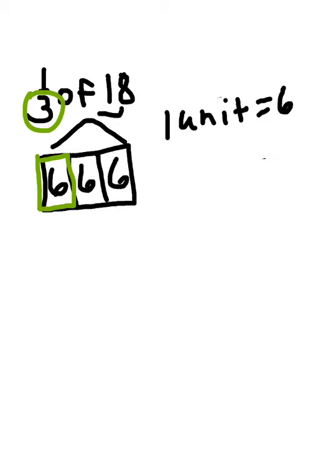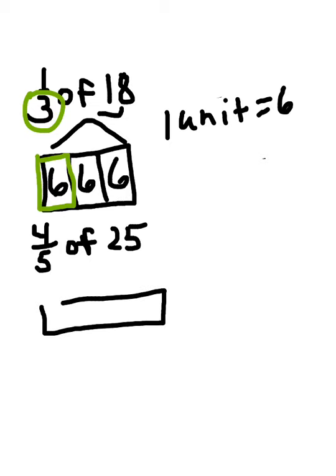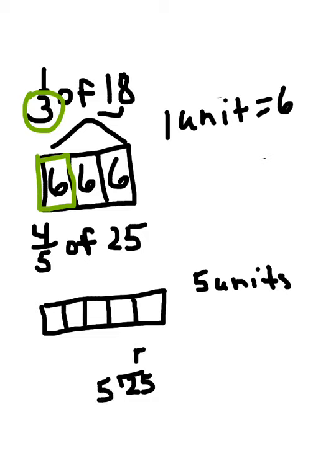Next, we're going to be looking at 4/5 of 25. So I'm going to draw my rectangle again, and I'm going to separate it out into 5 different sections. 1, 2, 3, 4, 5. I have 5 units, and I'm trying to figure out how much each one of those units is worth. So I'm going to divide 25 by 5, which is going to be 5. So I know that each one of those is worth 5.